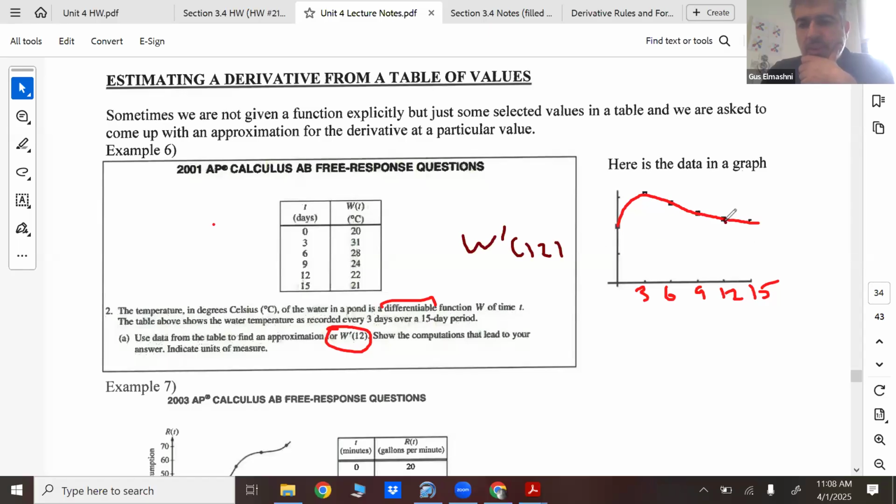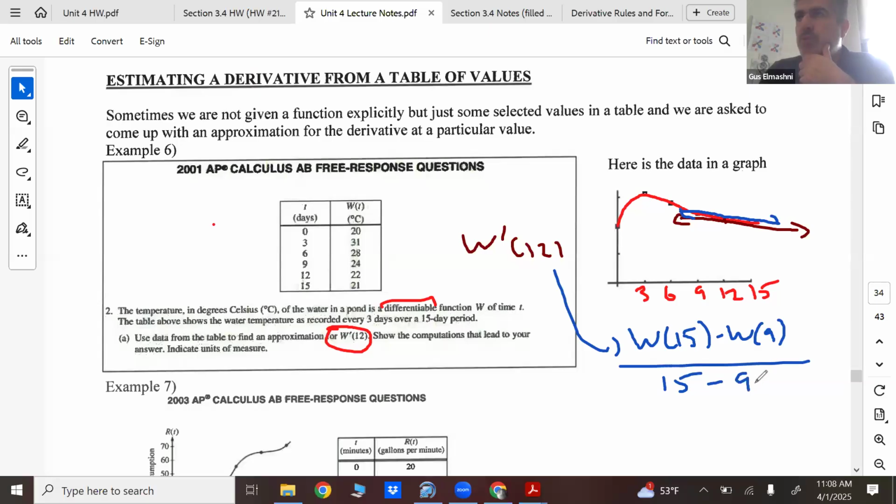So if I drew a tangent line here, it would look like this, right? Well, how can I approximate that? What can I do to approximate it? Yeah, because what if I did the secant line? We already talked about this, I know. But if you think about it, W prime of 12 can be thought of like this: W(15) minus W(9).